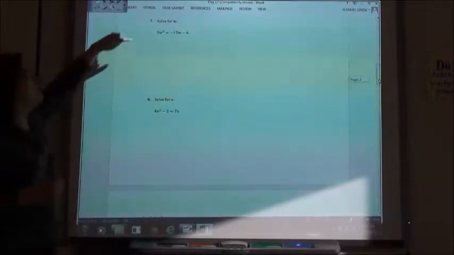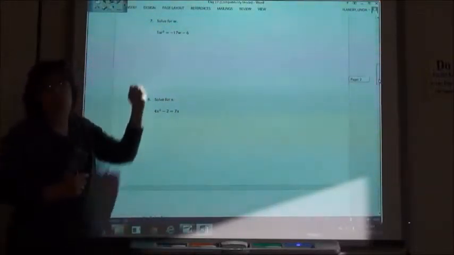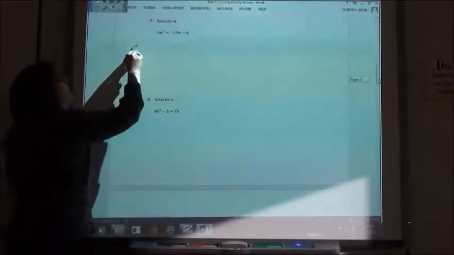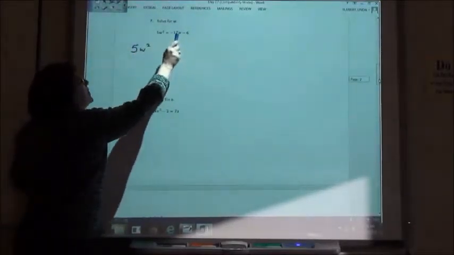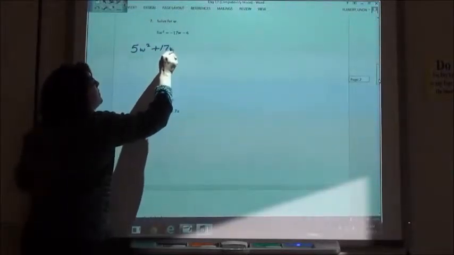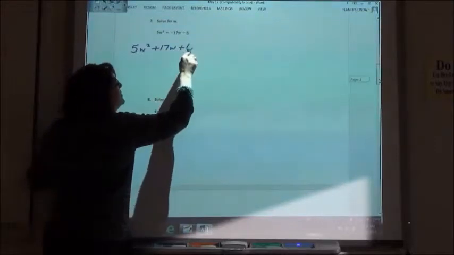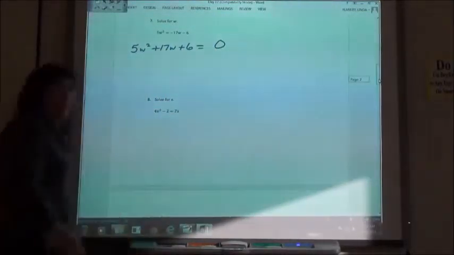So we always want to leave our squared term positive. Means we're going to move both of those two things over. So we're going to have 5w squared. This is a negative. When I move it over, I have to make it a positive 17w. This is a negative. When I move it over, I'm going to make it a positive 6. And then I've got 0 there on the end. So whenever we have that quadratic expression, we always want to get it equal to 0. And then we're going to solve by factoring.